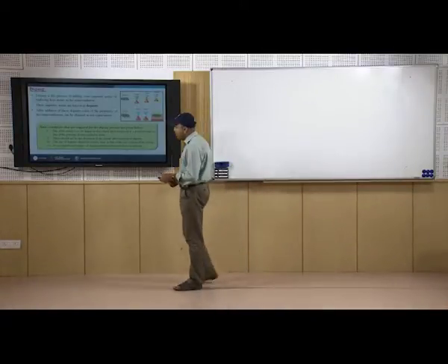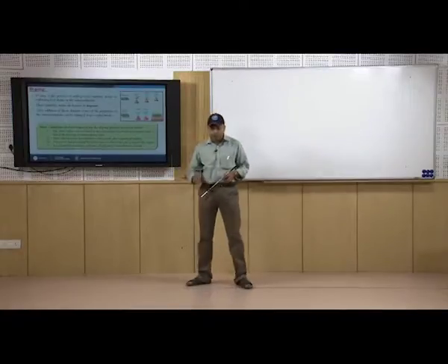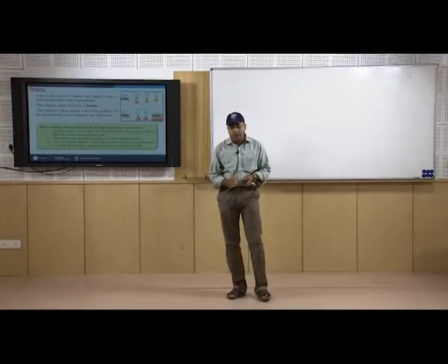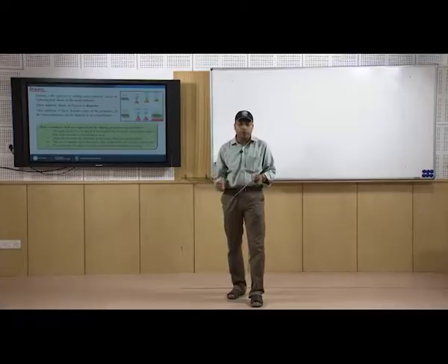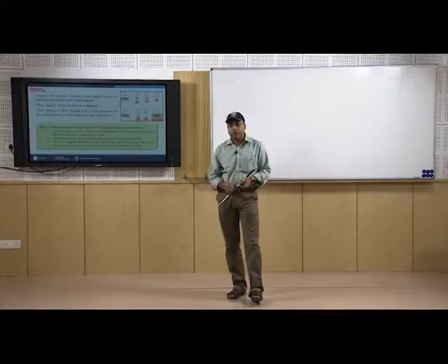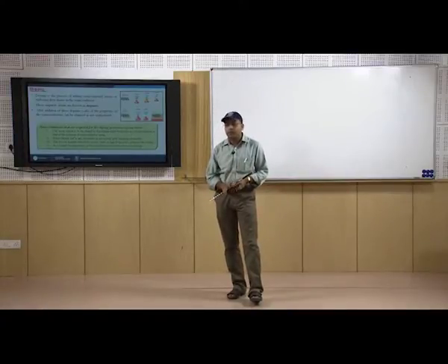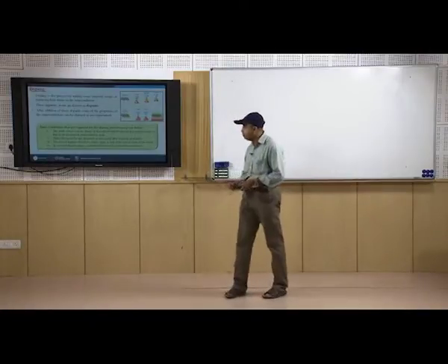Number three is that the size of the dopant should be exactly the same as the size of the atom of the crystal. Yes, of course, because otherwise, if the size differs, the crystal structure will be distorted. Maybe some vacant site will be created, and then the overall crystal structure of the parent body will be changed, but that is not possible with this doping technology. Doping technology means the size of both the parent material atoms and the doping material atoms should be the same.